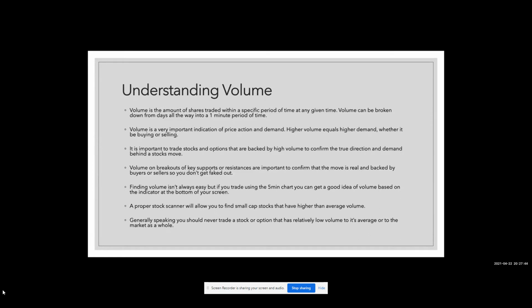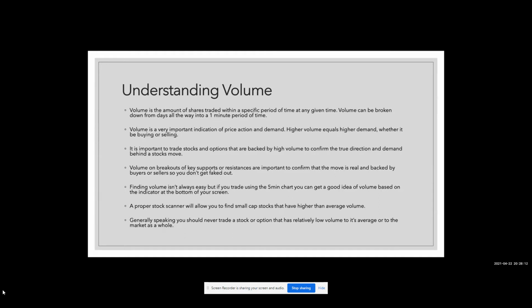A proper stock scanner will allow you to find small cap stocks that have higher than average volume. And I'll be talking about this. I use Black Box Stocks, okay? It's a website and it shows you all the small cap stocks, the highest volume, which ones are moving, all right? But I'll be talking about that later in the course. Generally speaking, you should never trade a stock or option that has relatively low volume to its average or to the market as a whole.